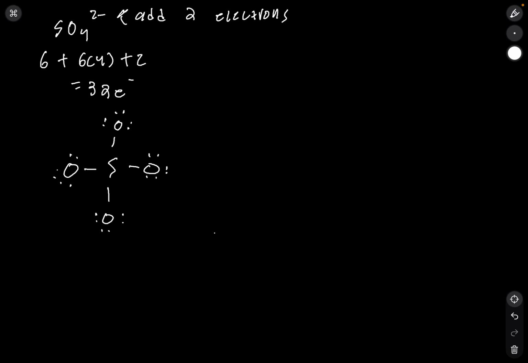And you can see that for each oxygen, we have 6 electrons from the lone pair. So we have 6 times 4, which is equal to 24. Then we have 4 single bonds. So that's 8 more electrons that we've used, which is 32 valence electrons.